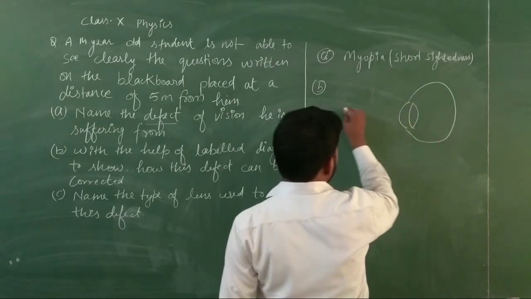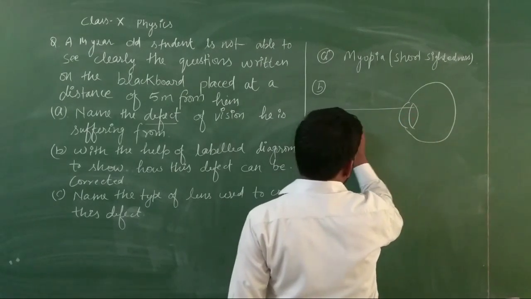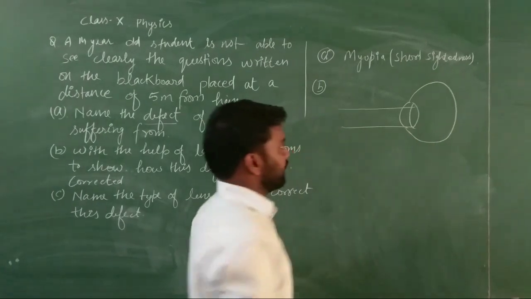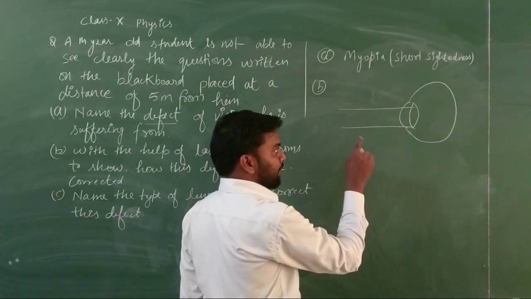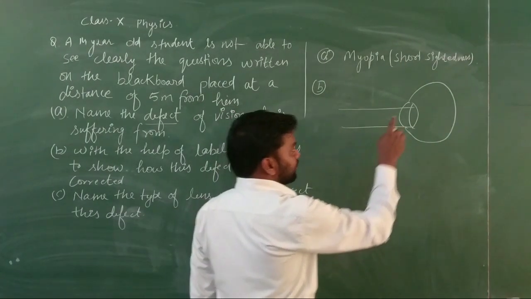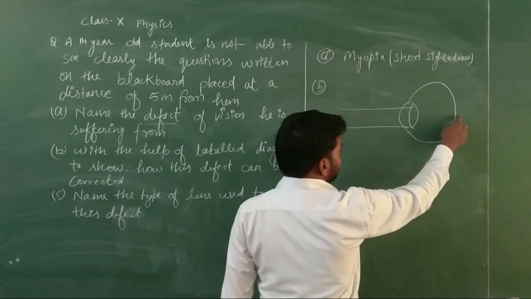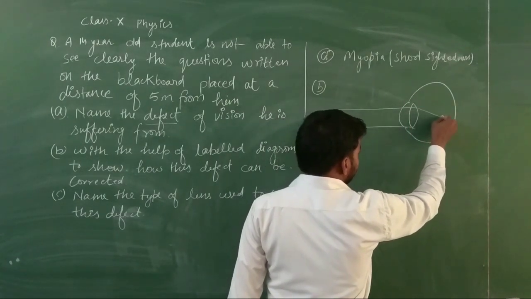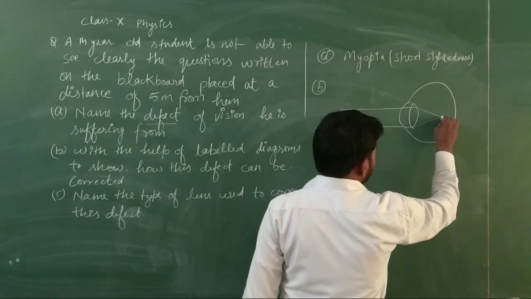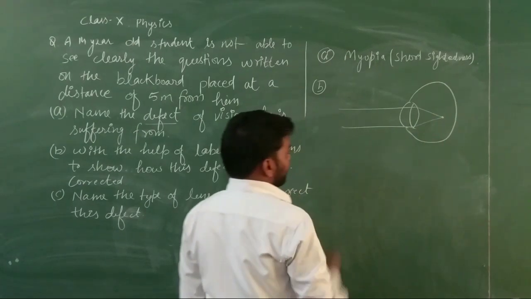So it is a defective eye. These are parallel rays coming from the board side. If it is a myopic eye, definitely the rays will not meet at the retina. They will meet before the retina. So it is the myopic eye.